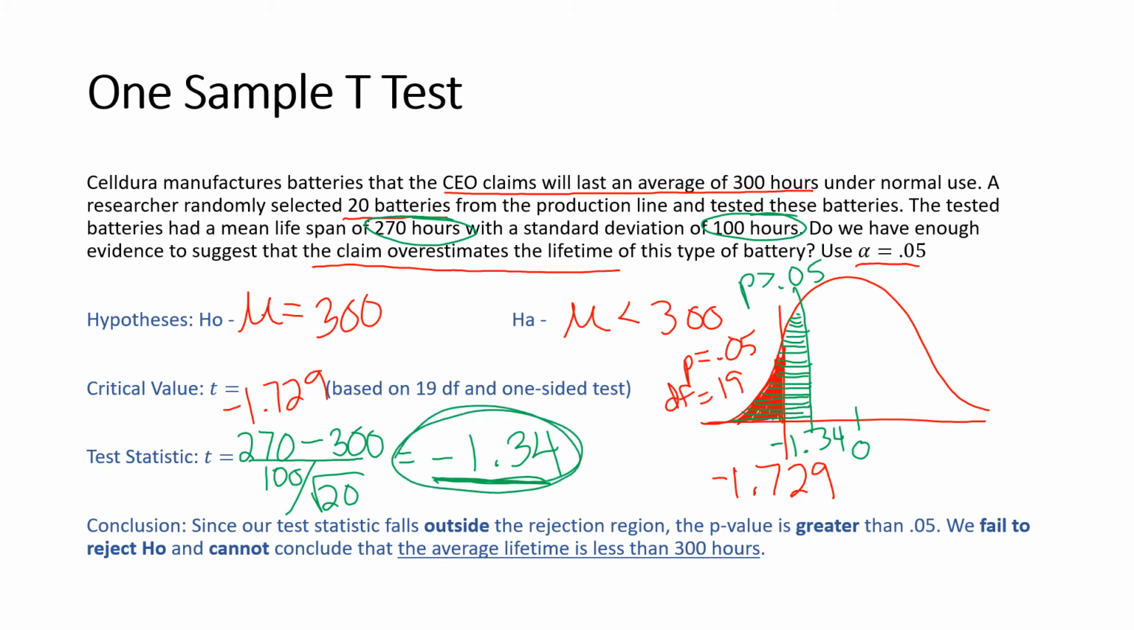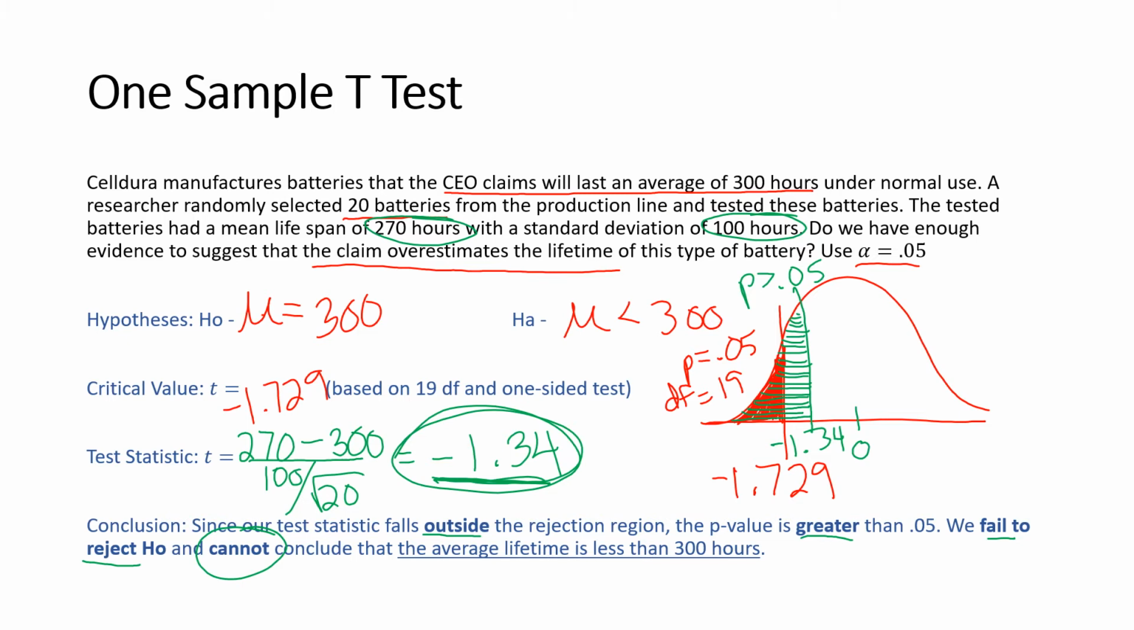Okay, so as far as our conclusion goes here, our test statistic, which is the negative 1.34, falls outside the rejection region, which tells us that our p-value is greater than 0.05. Now we know when p is low, reject the H0. So in this case, we fail to reject the null hypothesis, and all that means is that we cannot conclude that the average lifetime is less than 300 hours. So in this case, there is not enough evidence for us to reject the CEO's claim. We can't prove that he's lying. We can't prove that these batteries last less than what he says that they do.